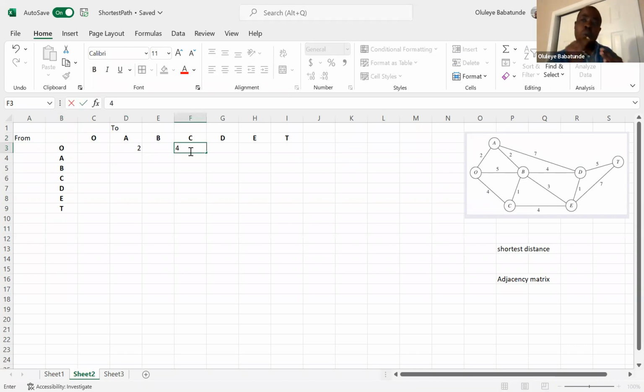Now, if you move from O to A, you would not move from A to O. You can only have one-way direction, because this is assumed to be a network problem. So what I'm trying to say here is that you can only move from O to A. You cannot move from A to O, okay?